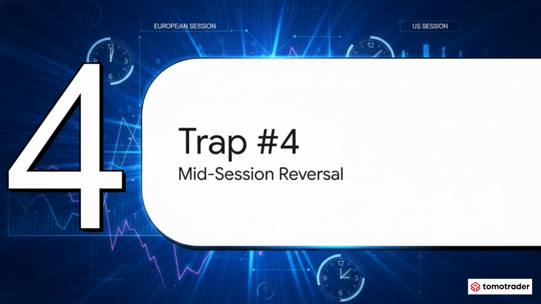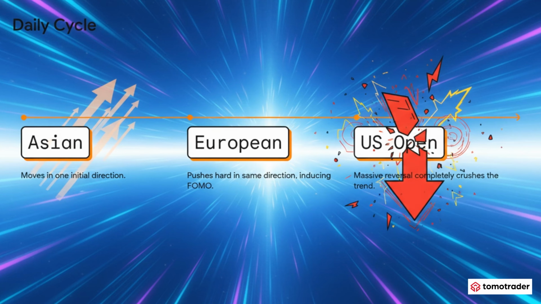All right, next up is trap number 4, the mid-session reversal. This is a classic. It's a highly effective weapon that heavily plays on the timing of the European and US sessions. You see this a lot on pairs like EUR-USD. Let's walk through the daily cycle. So during the Asian session, a slow initial direction gets established. Then London opens up. The European session grabs that direction and pushes it incredibly hard.